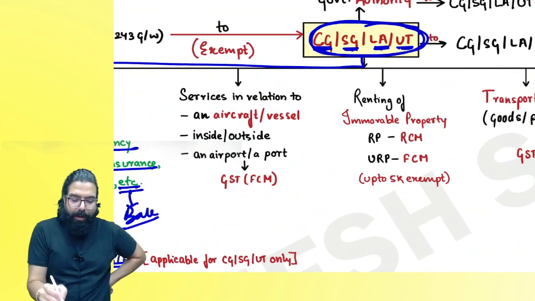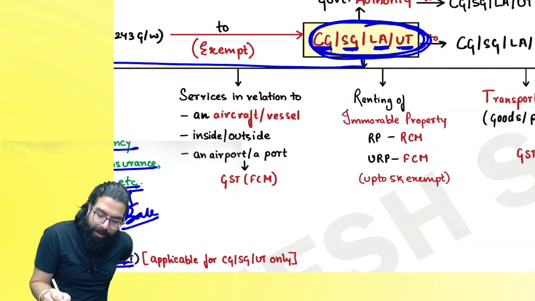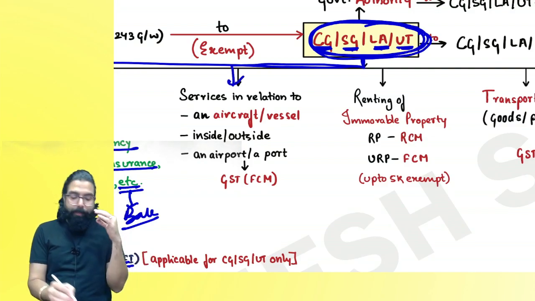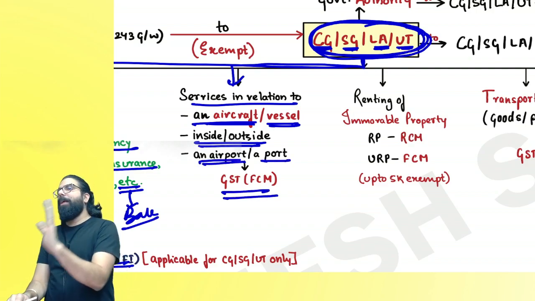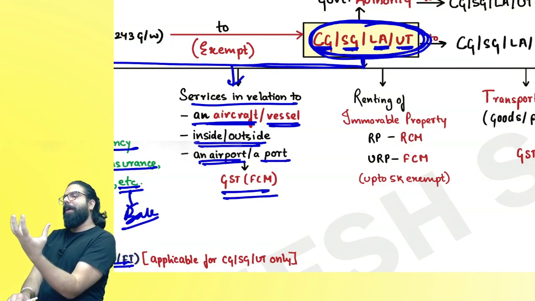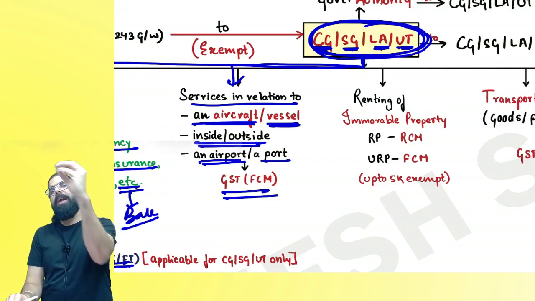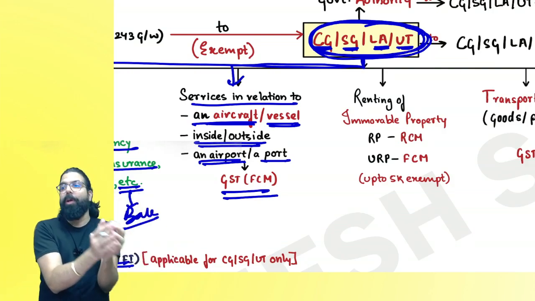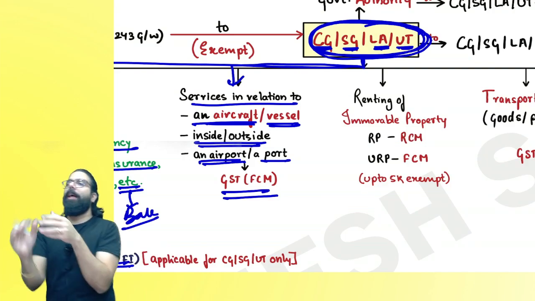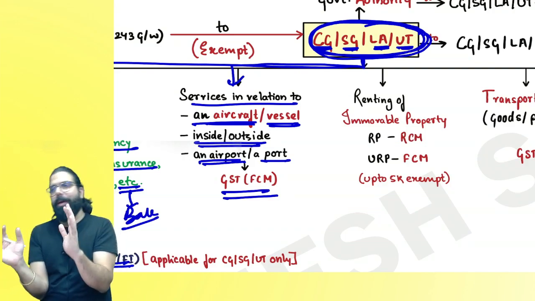Chalo. The next one over here is central government, state government, local authority or union territory government giving services in relation to what, everyone? Services in relation to an aircraft or vessel, inside or outside an airport or port. Always remember, supposedly one government is managing one port, and any services related to that port are given to an aircraft or ship. Port means the sea port. If government is managing the port and charging anything, government will charge GST under forward charge mechanism.